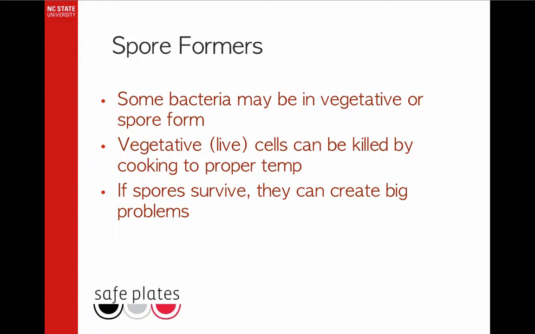Another form of the same bacteria is a spore. The spore is this very protected seed-like thing. Vegetative cells can be killed by normal cooking temperatures, but spores can survive the normal cooking process and will wake up as soon as they are in the right conditions. Spores are what we worry about the most when it comes to cooling.